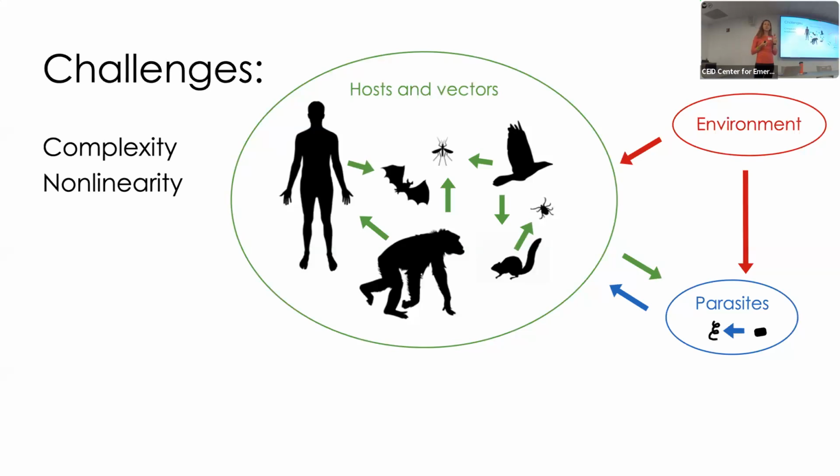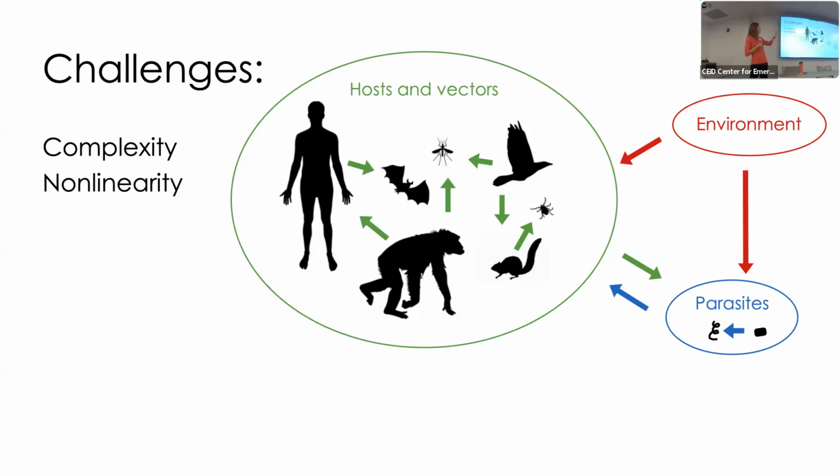And that leads to two particular challenges. One is complexity. So the fact that there's lots of potential ways that this system could respond to environmental change. And the second is nonlinearity. What I mean by nonlinearity here is that a simple incremental change in an environmental variable doesn't necessarily result in a simple incremental response in the disease system.